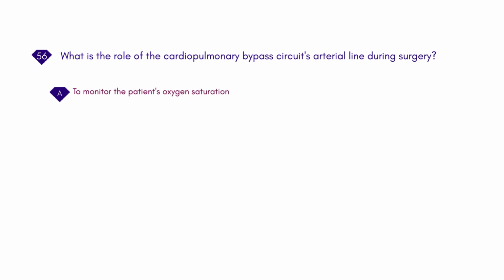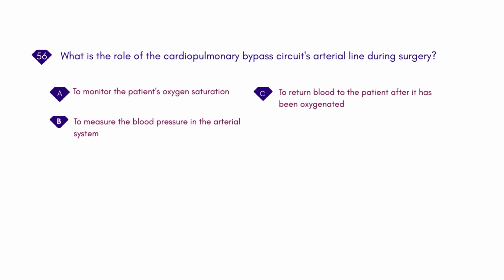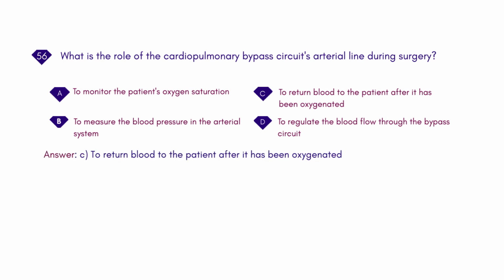What is the role of the cardiopulmonary bypass circuit's arterial line during surgery? A. To monitor the patient's oxygen saturation. B. To measure the blood pressure in the arterial system. C. To return blood to the patient after it has been oxygenated. D. To regulate the blood flow through the bypass circuit. Answer: C. To return blood to the patient after it has been oxygenated.